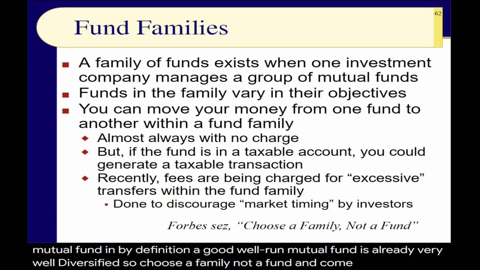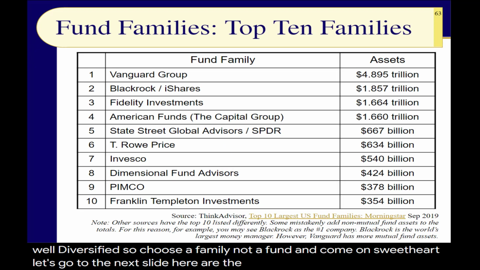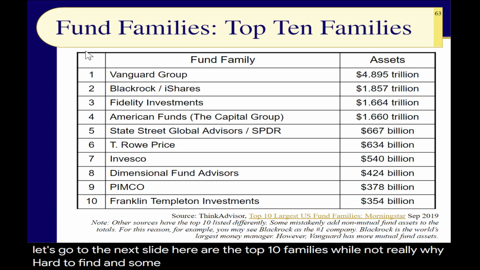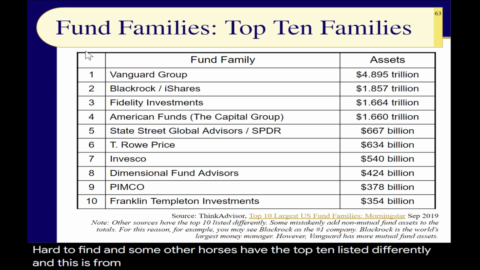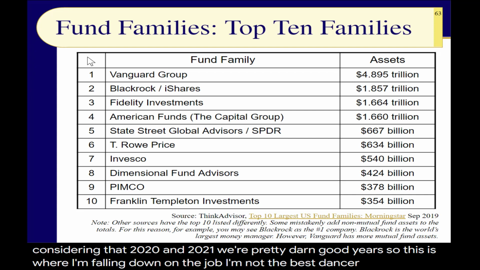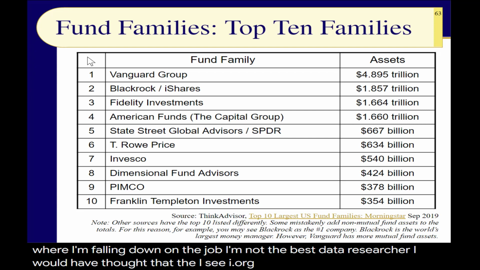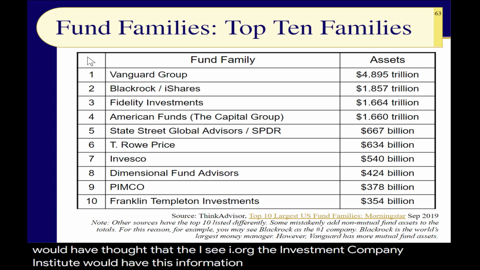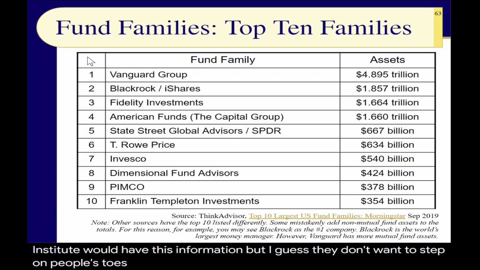And come on, sweetheart, let's go to the next slide. Here are the top 10 families. Well, not really. Why? Because this information is kind of hard to find, and some other sources have the top 10 listed differently. And this is from September 2019, so it's kind of old, considering that 2020 and 2021 were pretty darn good years. So this is where I'm falling down on the job. I'm not the best data researcher. I would have thought that the ICI.org, the Investment Company Institute, would have this information, but I guess they don't want to step on people's toes.